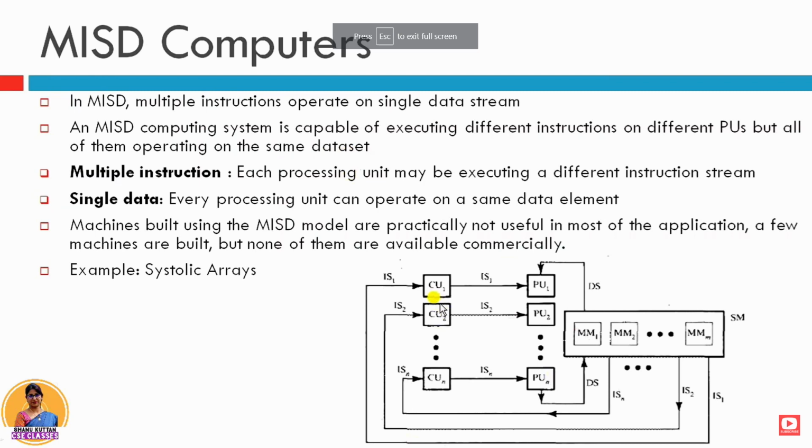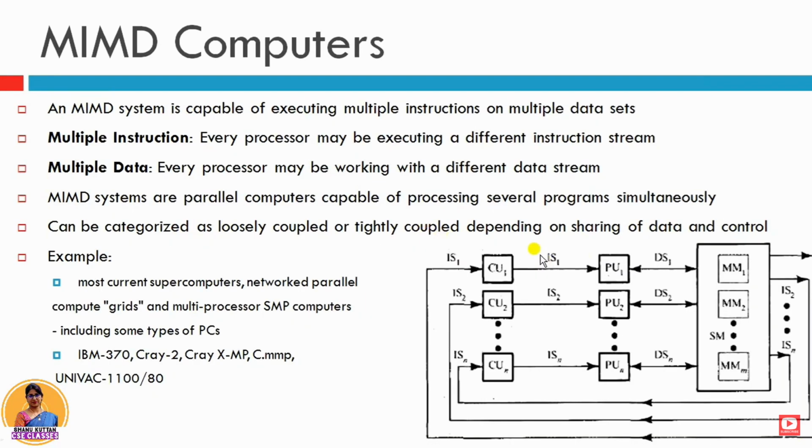MISD, which is multiple instruction single data, is a parallel computing model in which multiple processors or processing units execute different instructions simultaneously on the same data. In this model, each processor or processing unit operates independently and performs its own unique computation on the input data. The architecture is rarely found in practical implementations as it does not have a significant advantage over other architectures and is not widely applicable.